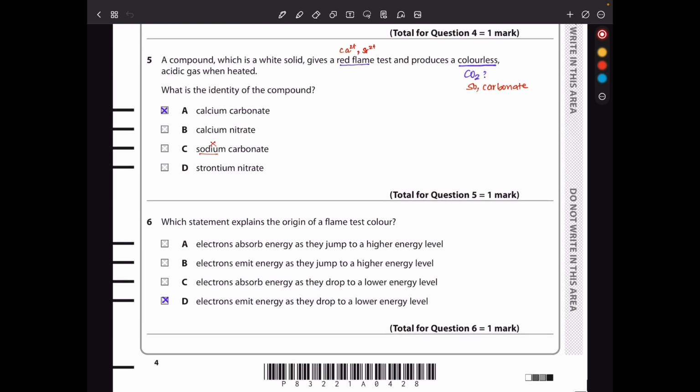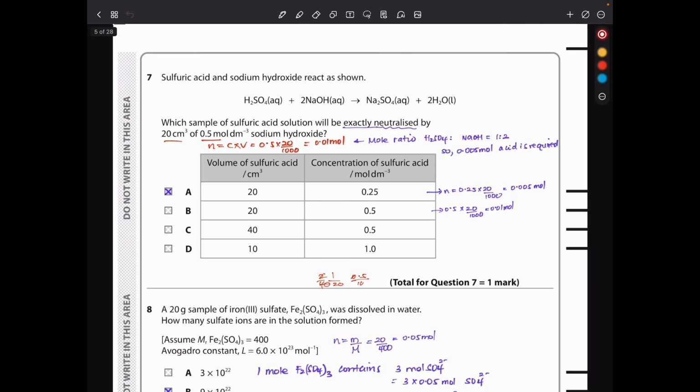In question 6, which statement explains the origin of a flame test color? A flame test color comes as electrons that have transitioned return from the excited state to the ground state. They release energy, or a photon of light, which has a wavelength corresponding to a color in the visible region. So the answer is D. They emit energy as they drop to a lower energy level.